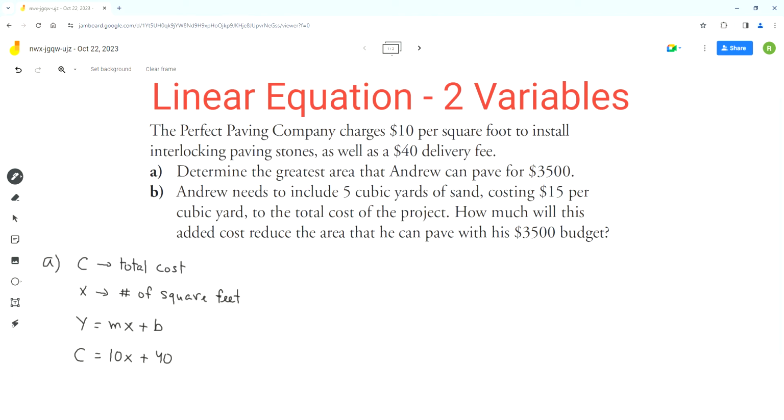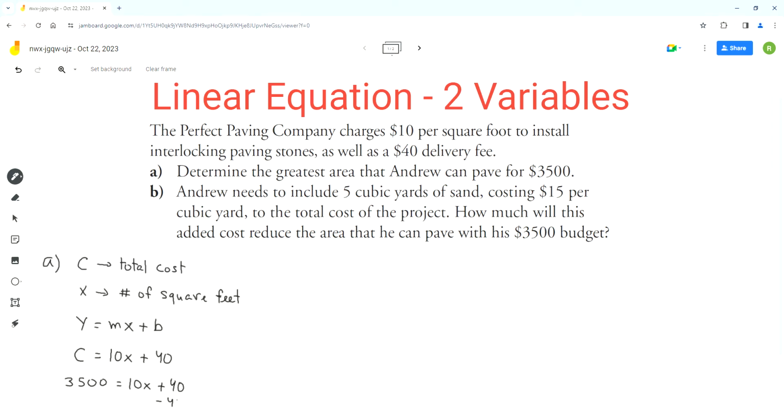Now in part A, we have to find the greatest area that Andrew can pave for $3,500. So $3,500 here represents the total cost. So we'll substitute C as 3,500, and we have to solve for x. So we have to isolate x.